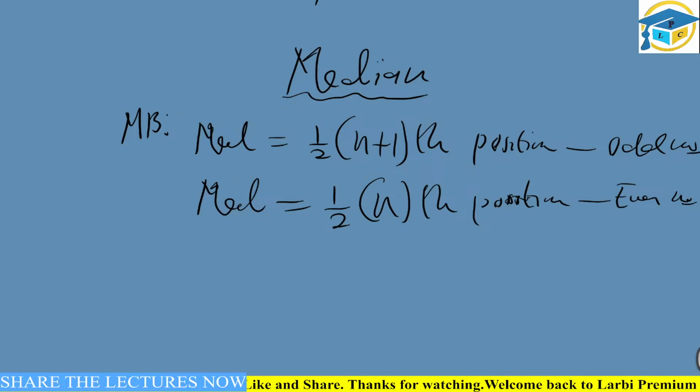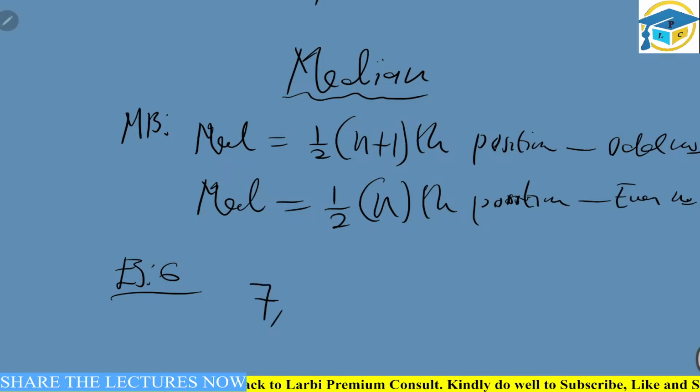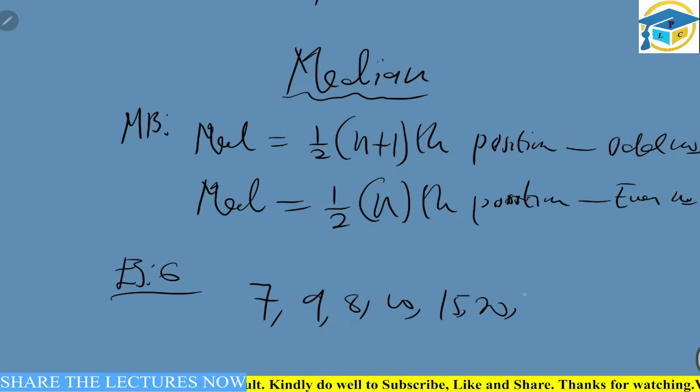Okay, so let's take an example here to see how far we can go. So we have this data. Example 6: we have to find the median of the following data. So let's see how we find the median of this data. So we have 7, 9, 8, 10, 15, 20, 5, 4, and then 6.